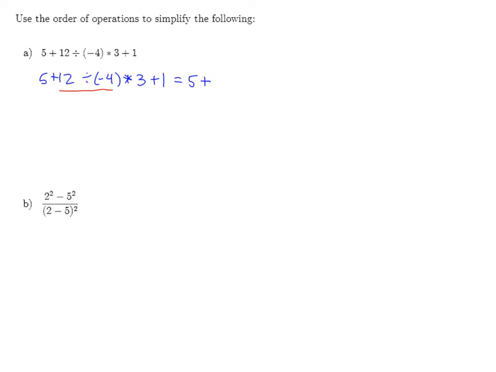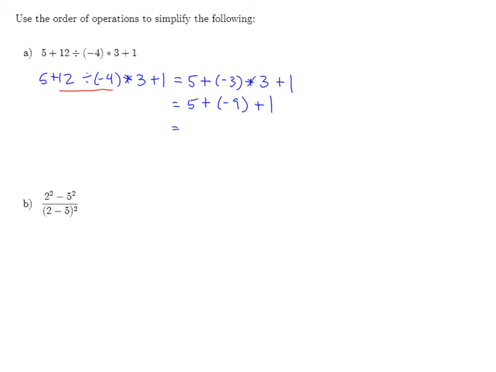So we'll have 5 plus negative 3 times positive 3 plus 1. Next, we'll compute that multiplication. So we'll have 5 plus negative 9, which we get from taking negative 3 times positive 3, plus 1.